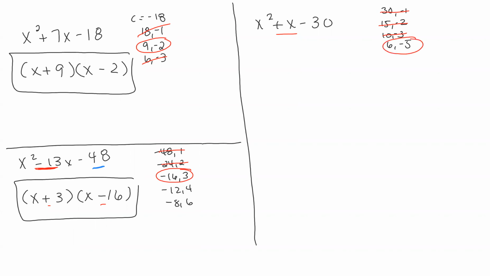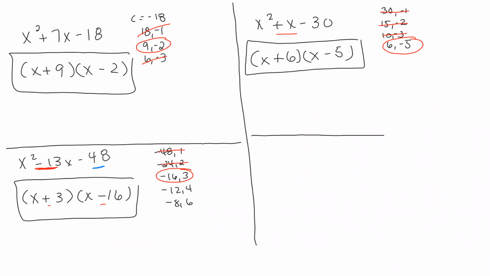So that works. We start two binomials, each with an x, and then we fill in those factors. And again, it doesn't matter which binomial gets which factor as long as the sign in front of the factor is correct. So 6 times negative 5 is negative 30. 6 plus negative 5 is 1. So everything checks out. You can also FOIL if you doubt your answer.